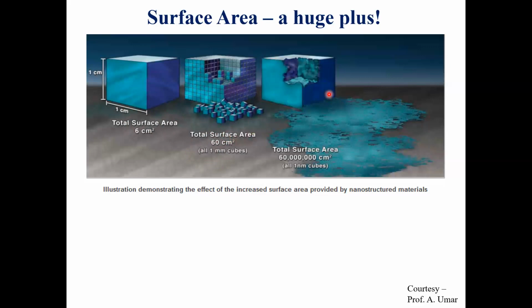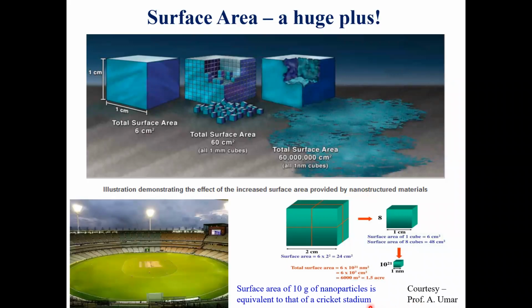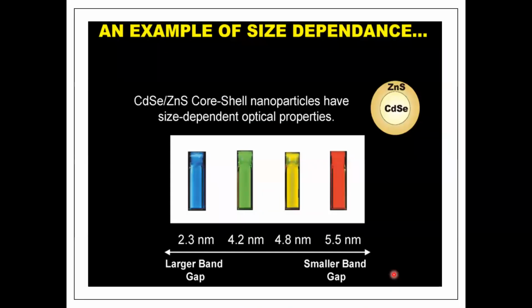On the other hand, if you take the same size of the material, the substance, and fill it with 1 nanometer size cubes, you're actually making a huge increase in surface area. So you can see the really dramatic increase in surface area. And if you do some simple calculation, if you go from macro scale to 1 nanometer size particles, you can take 10 grams of those nanoparticles and cover that equivalent surface area. You can cover a cricket stadium. Really, that's amazing, how much surface area you gain by making materials at the nanometer scale. That's one of the biggest advantages.